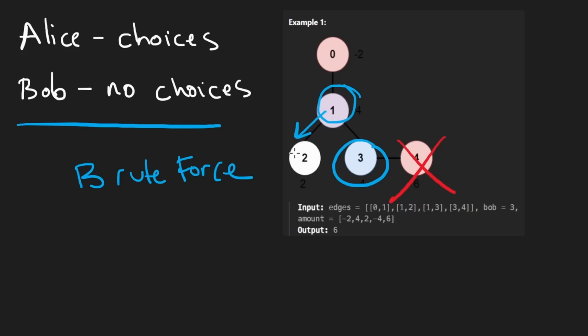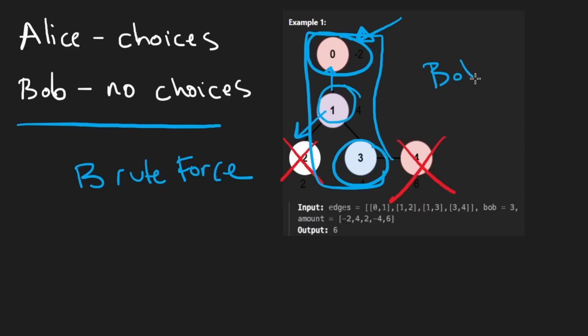Well, once again, we realize that did not take us to the root node. Okay, well, we still have some options. From here, we could go up, and there you go. We reached the root node. So these are the nodes that we want to say that Bob is going to visit.